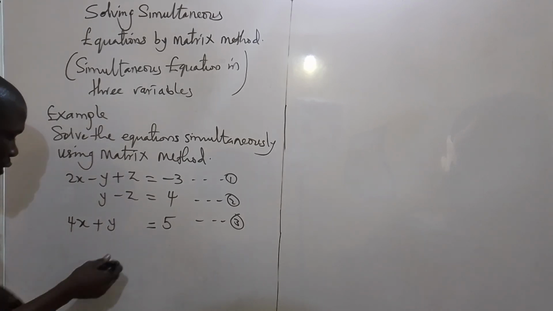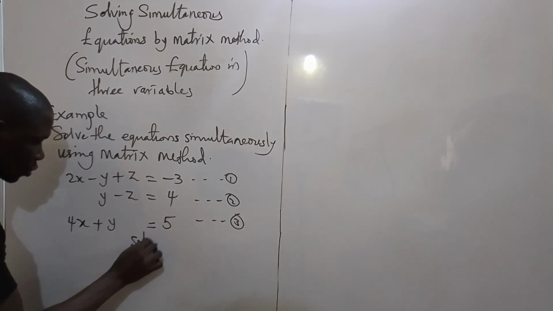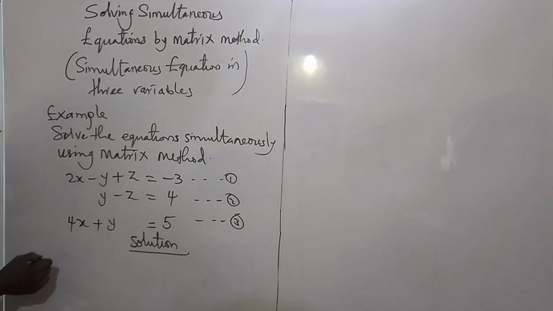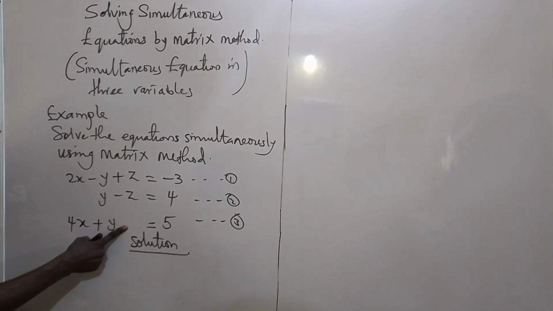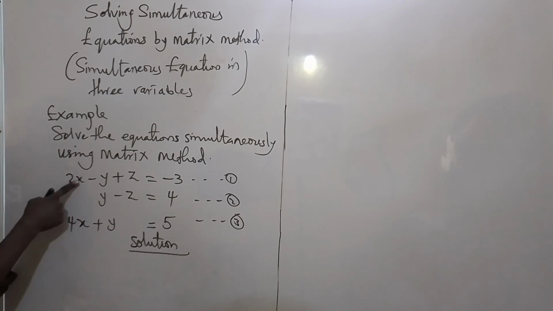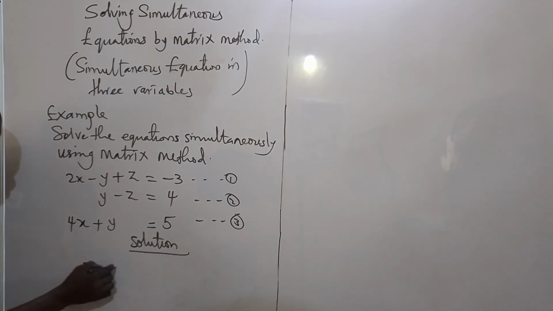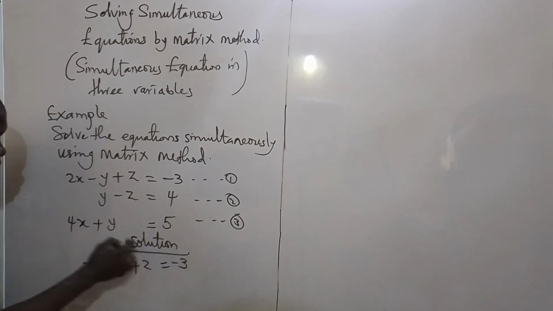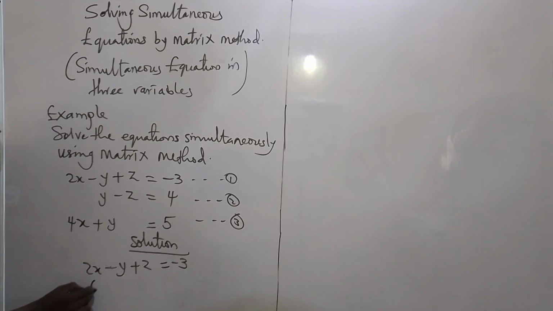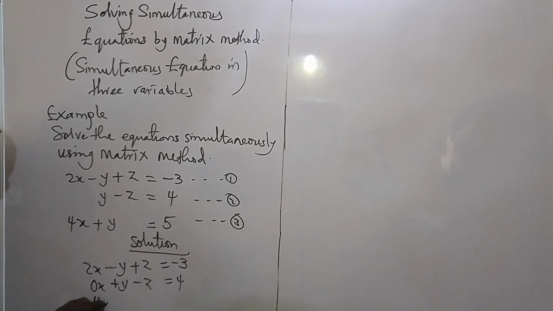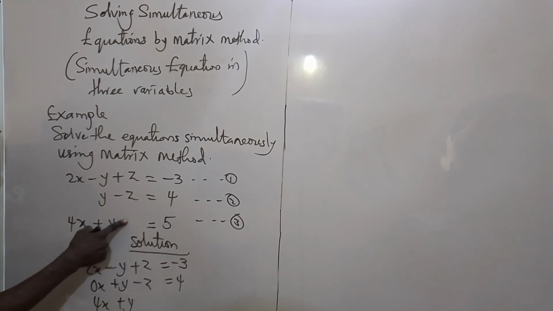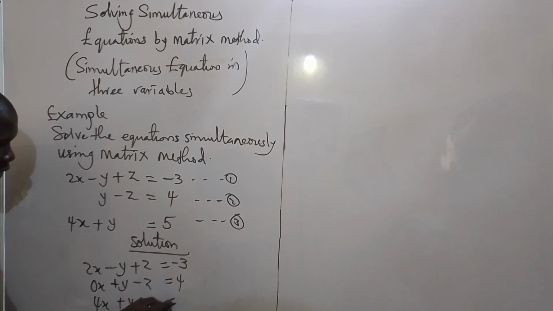So for this one here, remember first the solution to this. If you look at these equations very well, x is missing in the second equation, z is missing in the third equation. So we have to make up for those first. The equation 1 is still 2x minus y plus z equals minus 3. Now equation 2 here, there's no x, so we can write this as 0x plus y minus z equals 4. And then the third one is 4x plus y. There's no z here, so we can make up for that, just plus 0z equals 5.